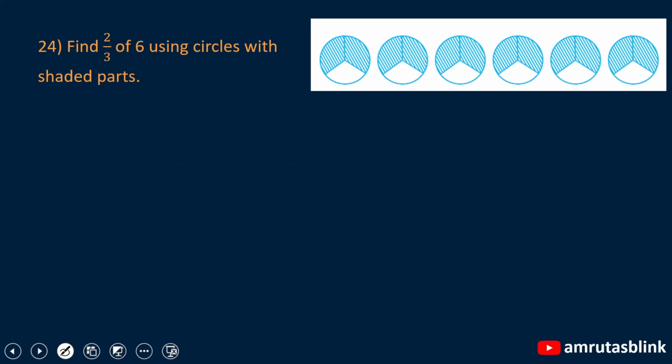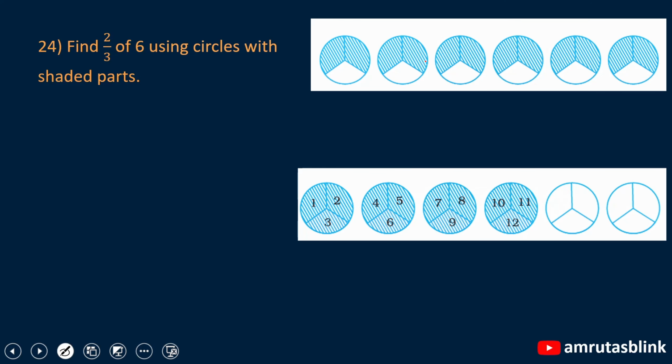But here we need to find 2 by 3 of those 6 circles. So right now there are 6 circles. That means how many total parts are there? 6 into 3, total parts are 18. So if we just consider the parts, there will be total 18 parts, 3 parts each, and there are total 6 circles. So 6 into 3 is 18. Now 2 by 3 of each. If we just count, 1, 2, 3, 4, 5, 6, 7, 8, 9, 10, 11, 12, that is in all 12 parts of these 6 circles.